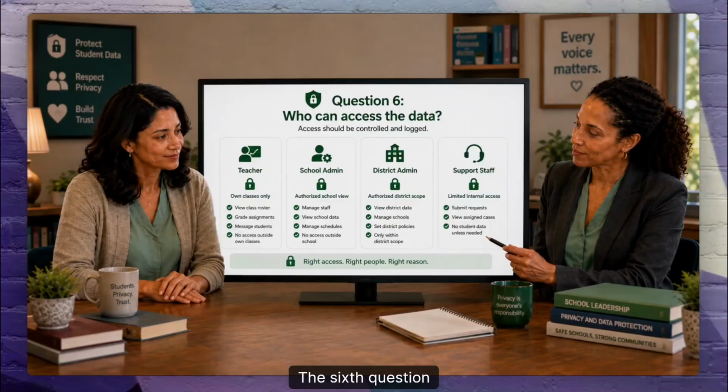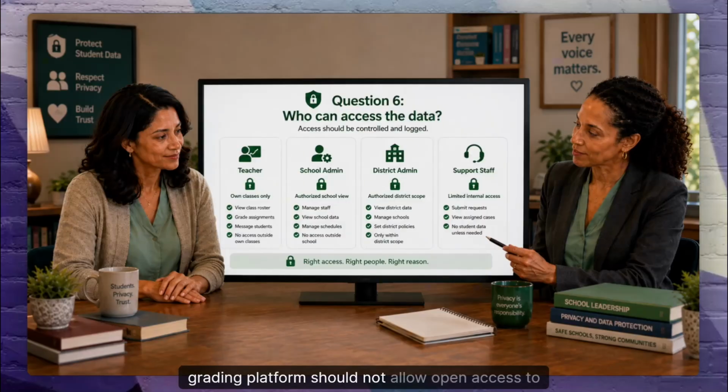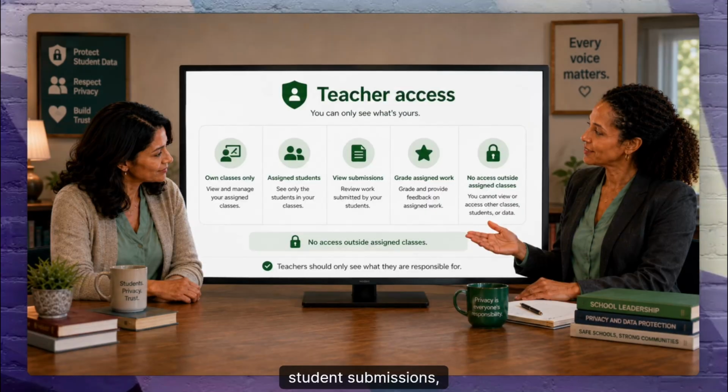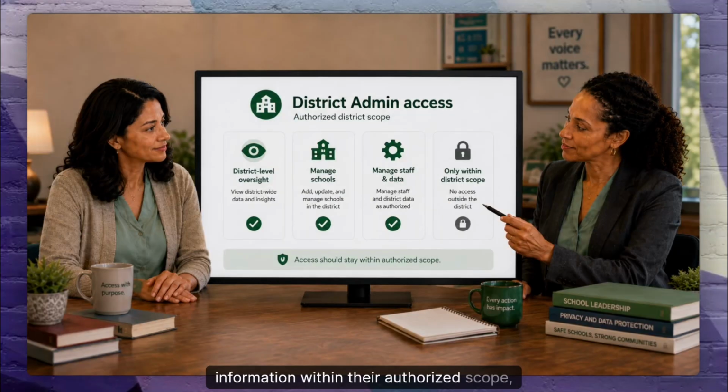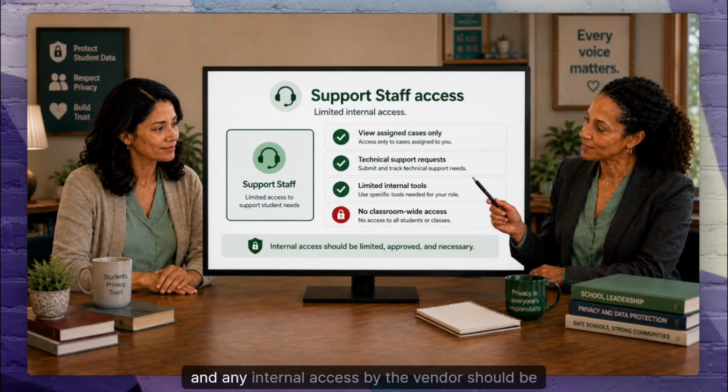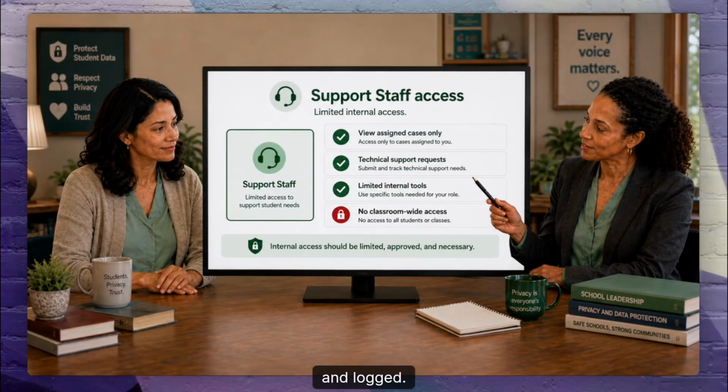The sixth question is, who can access student data, and is that access logged? A responsible AI grading platform should not allow open access to student submissions, scores, or feedback. Teachers should only see the classes and assignments they are responsible for. School and district administrators should only see information within their authorized scope. And any internal access by the vendor should be limited, approved, and logged.